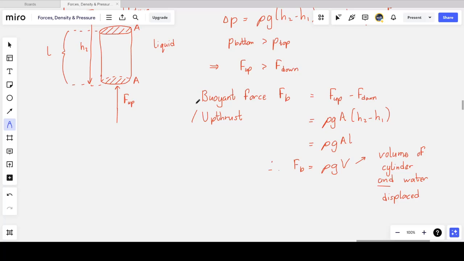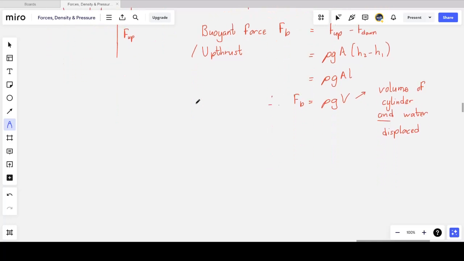Because where's the water going to go? If I put the cylinder in, the water has to move away. And so the volume of the cylinder must be the same as the volume of the water that's displaced. So the volume of the water displaced, V, and multiply that by the density of water, rho, will give me the mass of water. That's where something arises that you may have heard of, called Archimedes' principle.